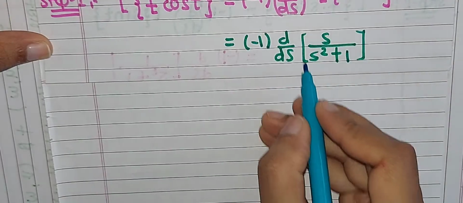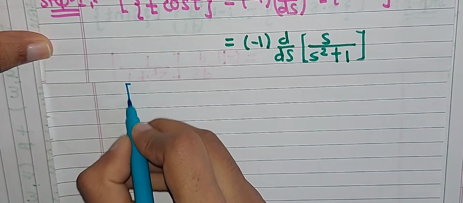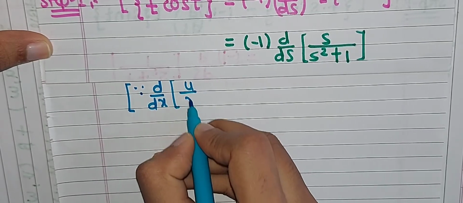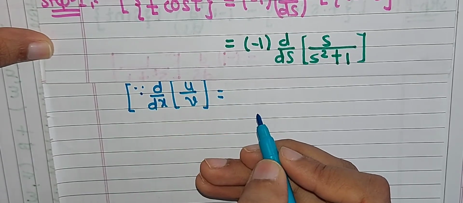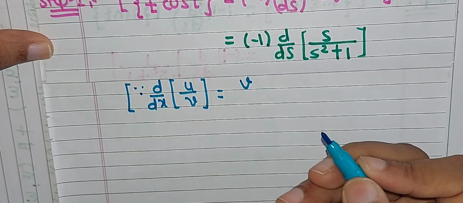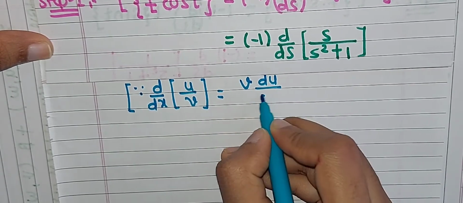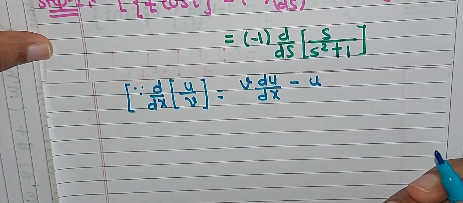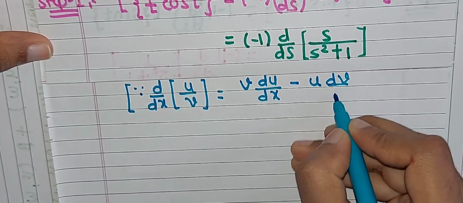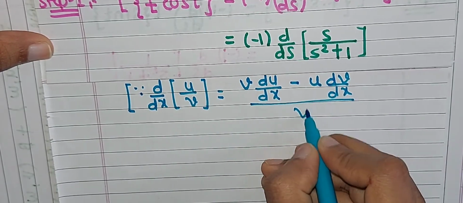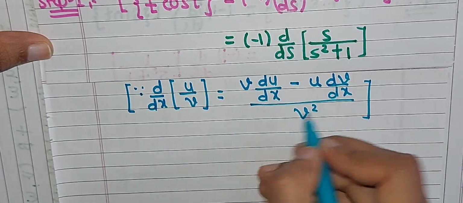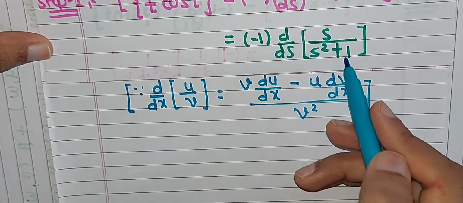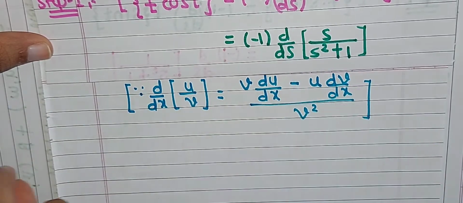Okay, now to find the value of this derivative, we will use one formula. That formula is when we have d by dx and the function is like this, that is u divided by v, so that will give us the value: take my denominator as it is, that is v, and take the derivative of the numerator, that is du by dx, minus take u as it is, that is my numerator, and take the derivative of the denominator, and divide by the denominator's square. Okay, so with the help of this formula we will solve this function, because here we have s in the numerator and in the denominator also, and we have a derivative with respect to s.